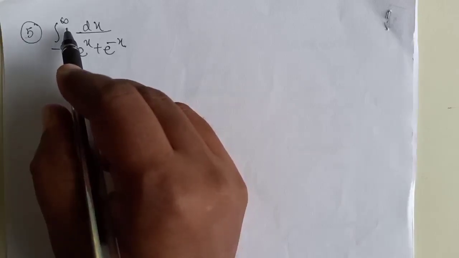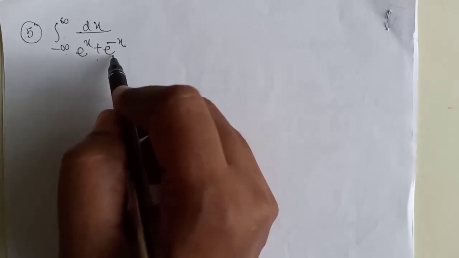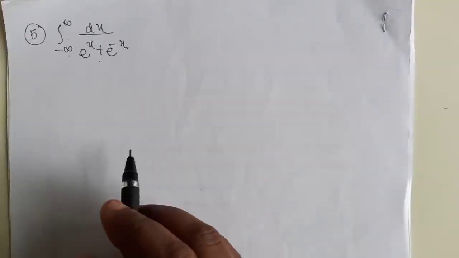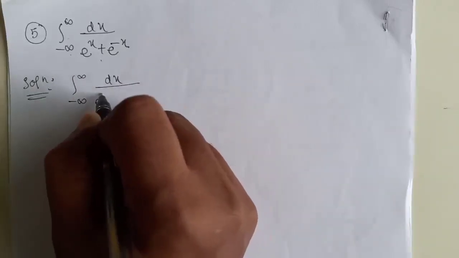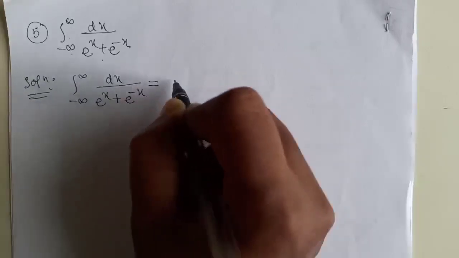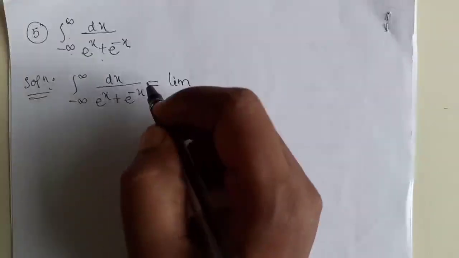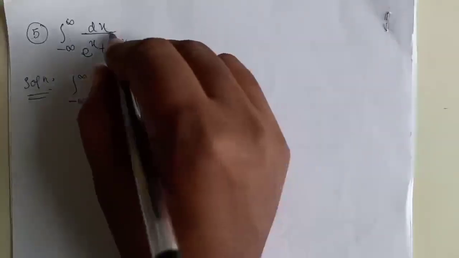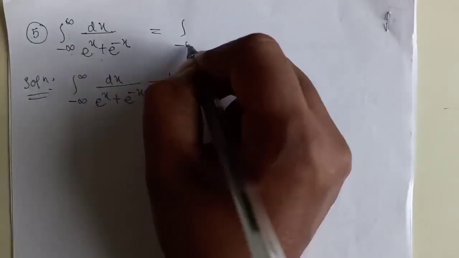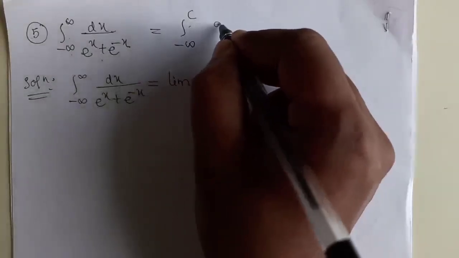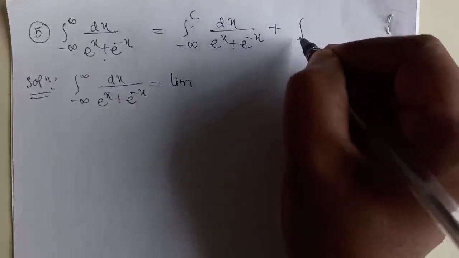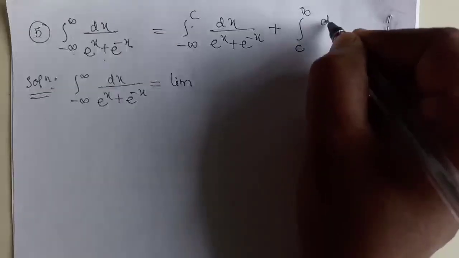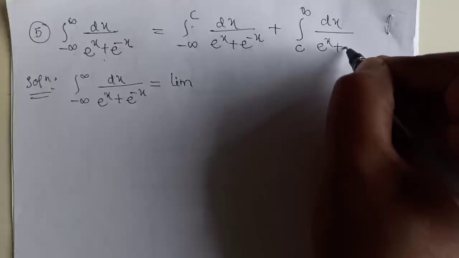Consider one more example here. Integration from minus infinity to plus infinity dx divided by e raised to x plus e raised to minus x. Solution. This given integral can be written, by using the property of definite integral, as the integral from minus infinity to c, using the variable c, of dx divided by e raised to x plus e raised to minus x, plus the integral from c to plus infinity of dx divided by e raised to x plus e raised to minus x.